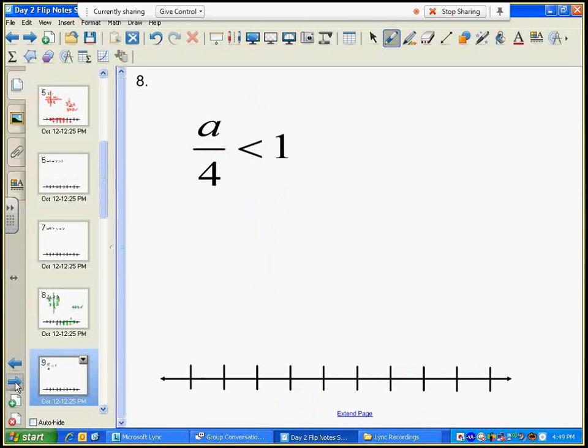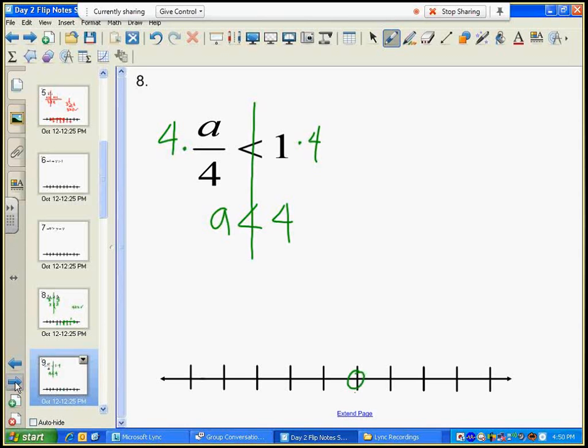Ooh, a divided by 4 is less than 1. Here we go. So I want to get a by itself, and right now it's divided by 4. So I'm going to multiply by 4. That's the inverse operation. If I do it to one side, I do it to the other side, and I end up with a is less than 4. A is isolated. I've solved my inequality, so let's go ahead and graph it.